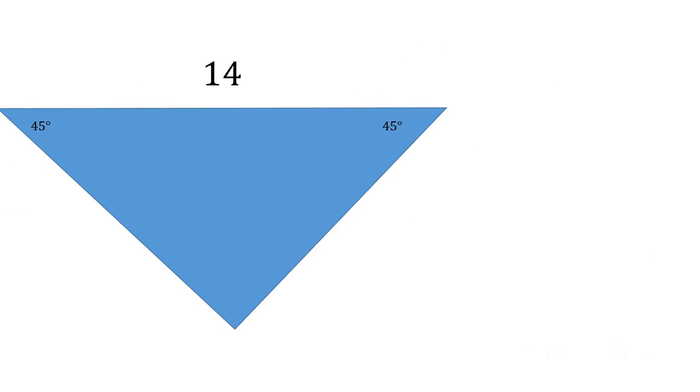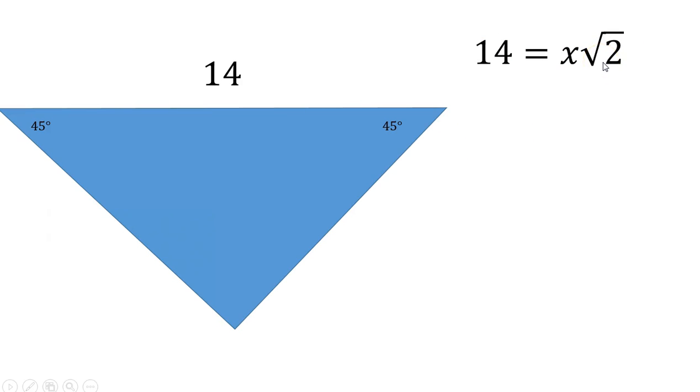And one more here. We have a 45, 45, 90 triangle. The hypotenuse is 14, and we have to find the two missing side lengths here, or the legs. We know that 14, if that's the hypotenuse, has to be equal to x times the square root of 2. 14 is equal to the length of one of the legs, because that's x, times the square root of 2. So we have to solve for x.